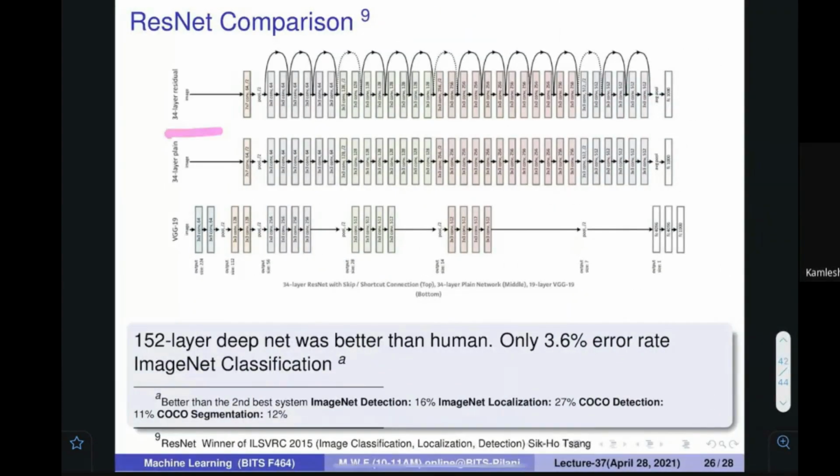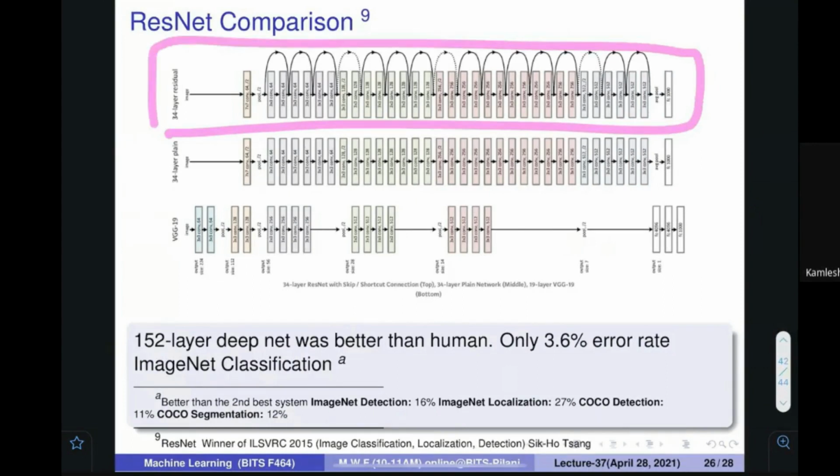So a very large architecture, having more than 150 layers, 152 layers actually, and having the skip connection over there, was able to perform better than any other method that was available. This paper was actually a winner of ILSVRC, as we talked about, in 2015. And when it was compared with the second best algorithm that was there, on ImageNet detection it was 16% better. On ImageNet localization, where the item is, it was 27% better on the COCO dataset.